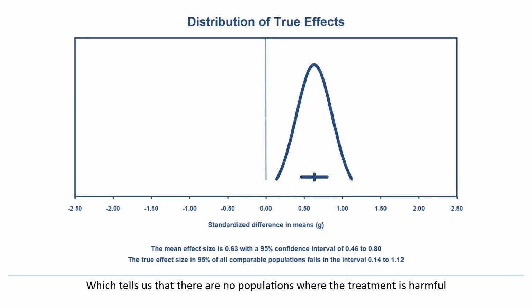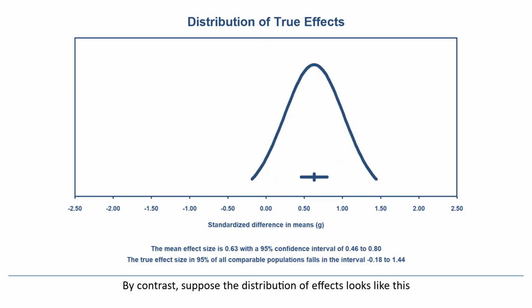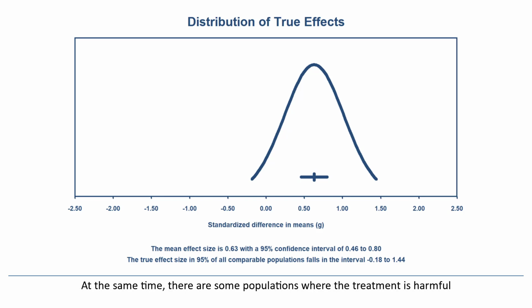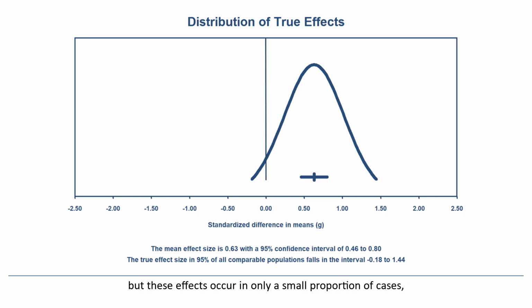the treatment is harmful. By contrast, suppose the distribution of effects looks like this. Here, there are some populations where the treatment improves outcome by as much as 1.5 standard deviations. At the same time, there are some populations where the treatment is harmful, but these effects occur in only a small proportion of cases, and in these, the harm is not large enough to be clinically important.